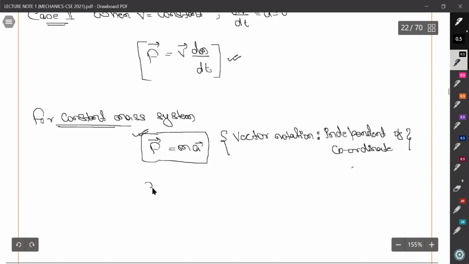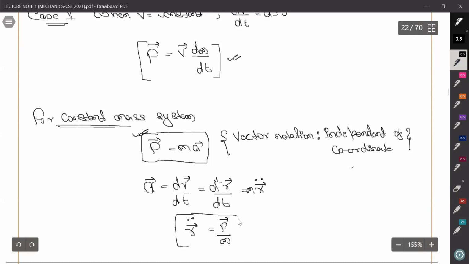Okay. And we can write a equals to what? dV by dt, and it is d square r by dt square. Also we can write it as r double dot. So r double dot is equal to F by m, and this is what we call the equation of motion for constant mass.